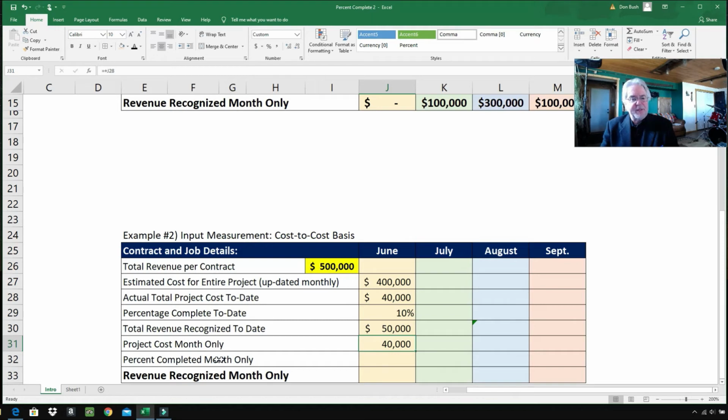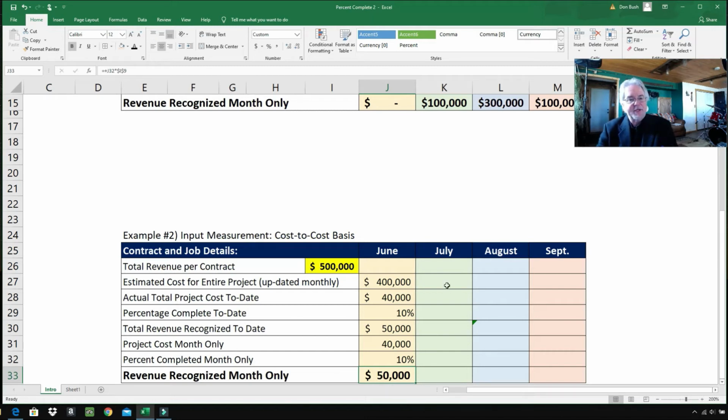Percent complete month only, 10%. And the revenue recognized during the month only, here we go, $50,000. Revenue recognized month only is important because this is the amount of revenue that's going to appear on the income statement for the month of June.